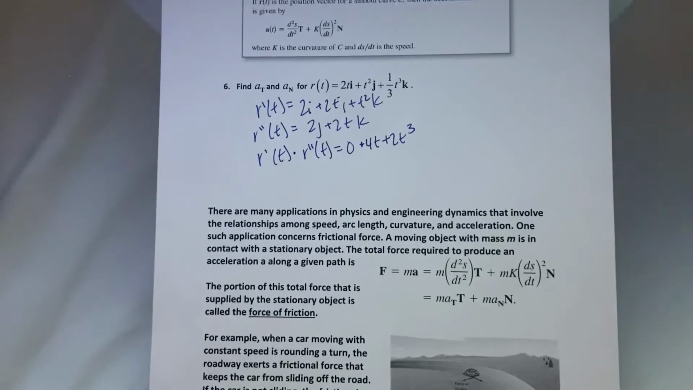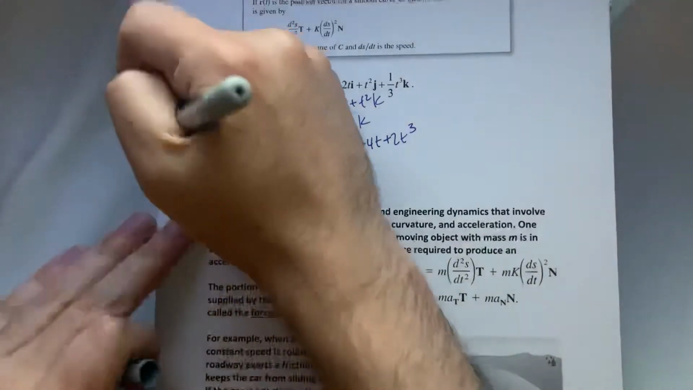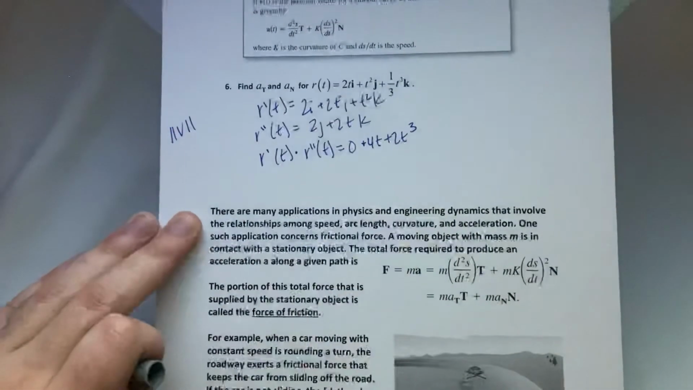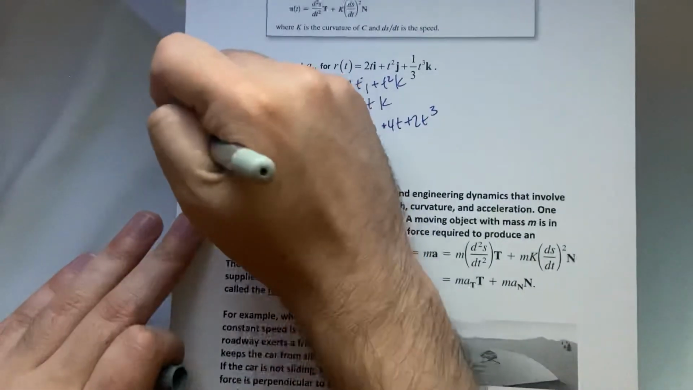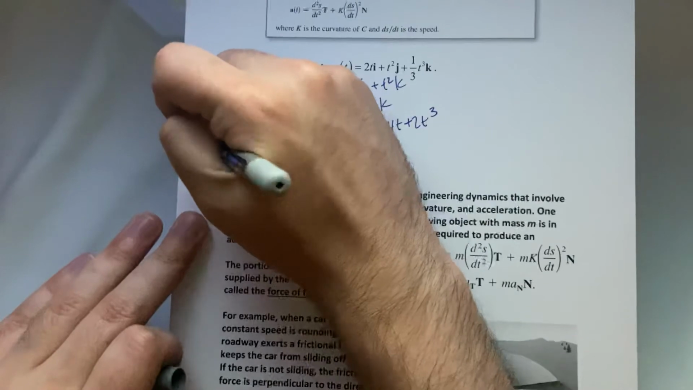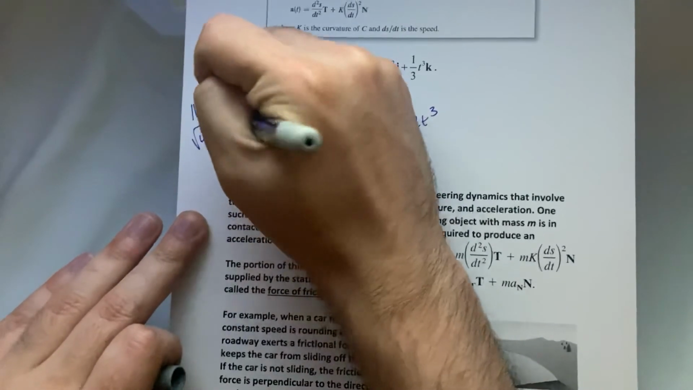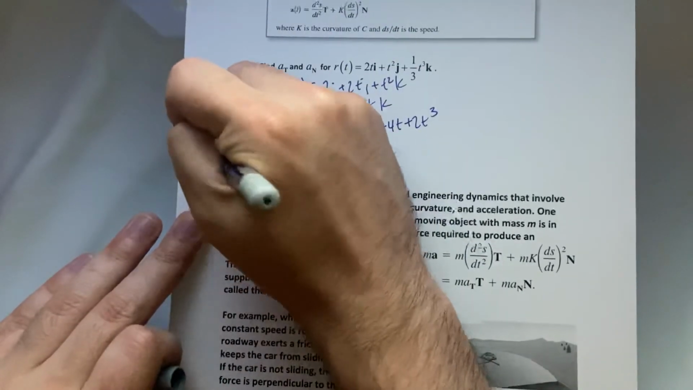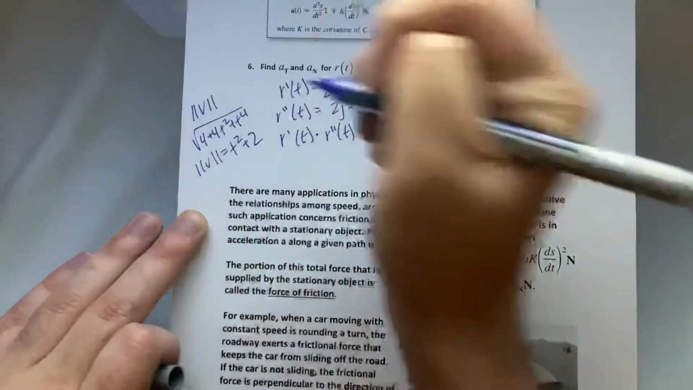I need the magnitude of the velocity now to deal with t. So what is the magnitude of the velocity? Well, given that this is the same problem we've done before, we know this ends up being the square root of 4 plus 4t squared plus t to the 4th, which is t squared plus 2.